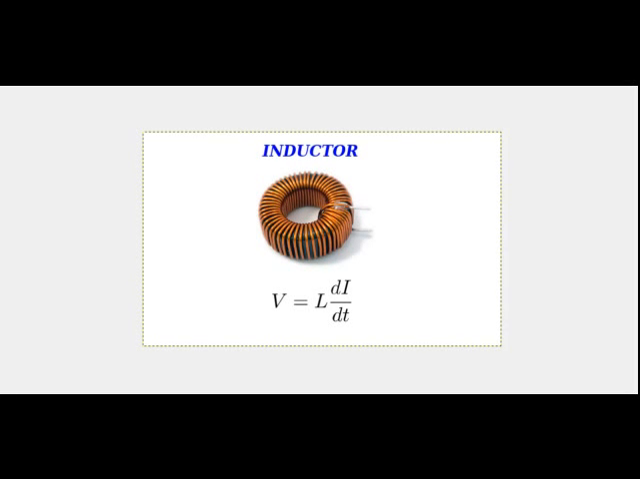This video is about inductors. An inductor is a passive component which stores energy in the form of a magnetic field. It is a wire or a coil. The equation for the inductor can be written as V = L di/dt, where V is the voltage across the inductor, L is the inductance of the inductor in henries, and di/dt is the rate of current change at that instant.